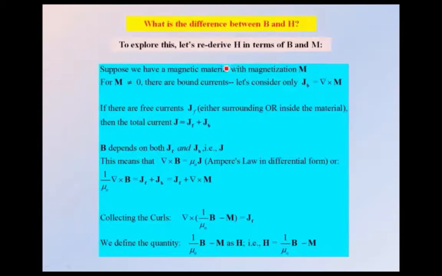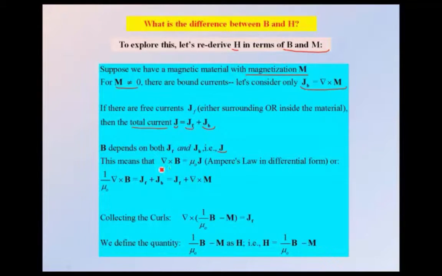Let's look again at the derivation of H, and recall it's going to be a quantity which depends on B and capital M. So let's suppose we have the magnetization M material such that M is unequal to 0, and there are bound currents, so we'll take the bound current only, the bulk current density, and that's the curl of M. If there are free currents either surrounding or inside the material, then we'll take the total current as being the sum of the free current density and the bound current density. B depends on both of these, and so we lump them together into J, the vector J.